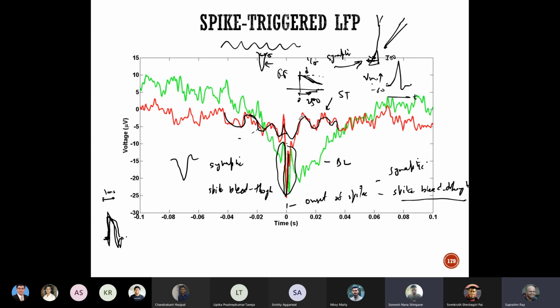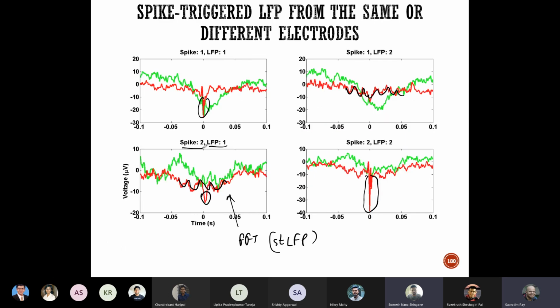And if you can reduce this, then you will actually get a bigger contribution from the LFP, the oscillating part of the LFP. That you can do by recording LFP from one electrode and spikes from another electrode, and then looking at the ST-LFP. It's a common strategy. It has its own flaws also, but it does reduce this sharp transient that you see when you have spikes and LFP from the same electrode.